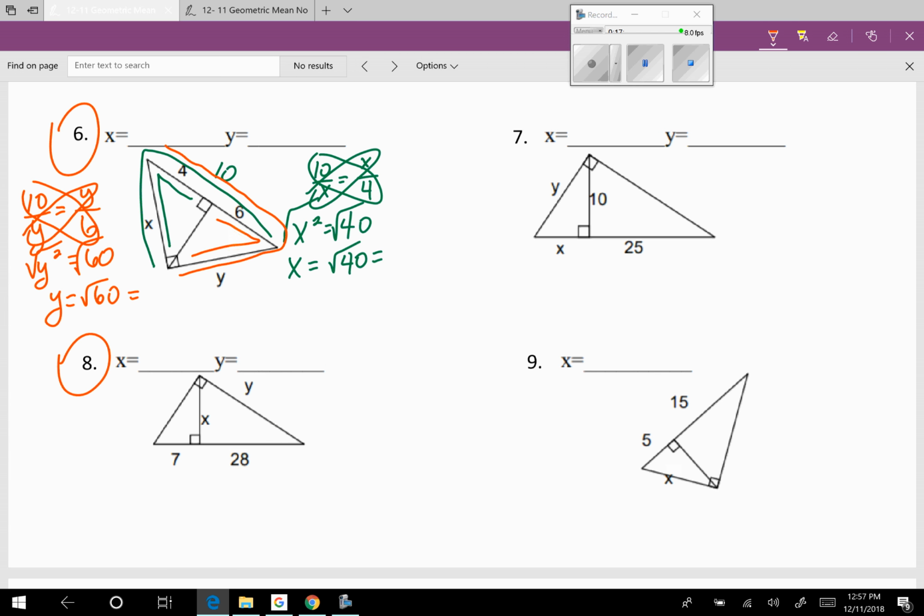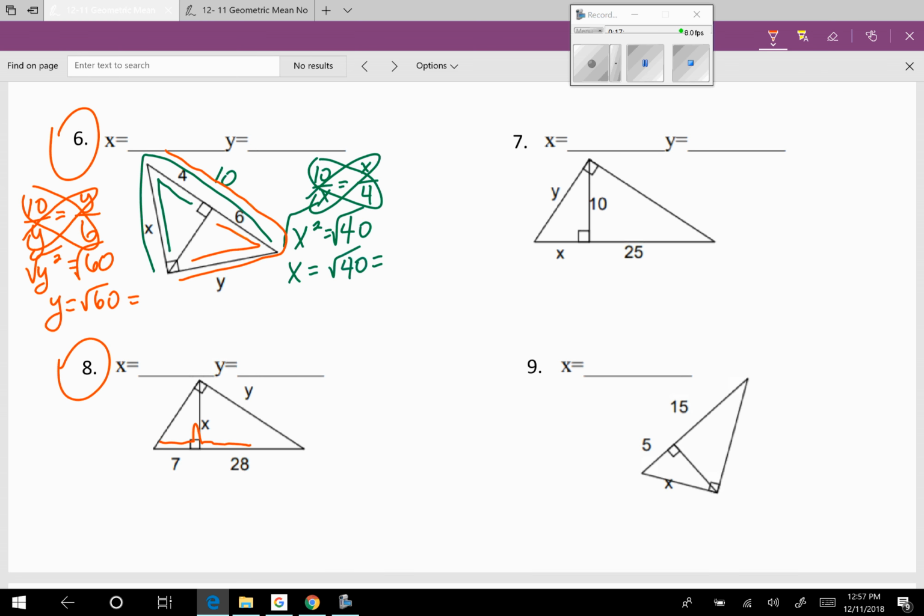Okay, now number 8, you can do on your own. You're going to have to use both rules. First, you do the boomerang for x. Or I'm sorry, the heartbeat for x. And then the boomerang for y.